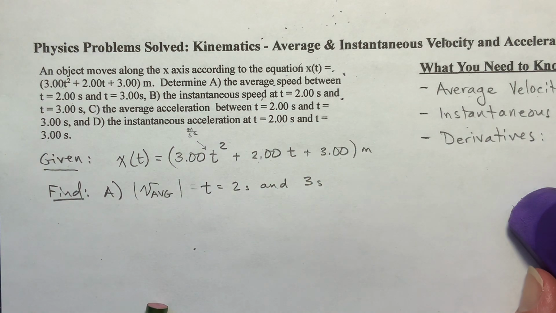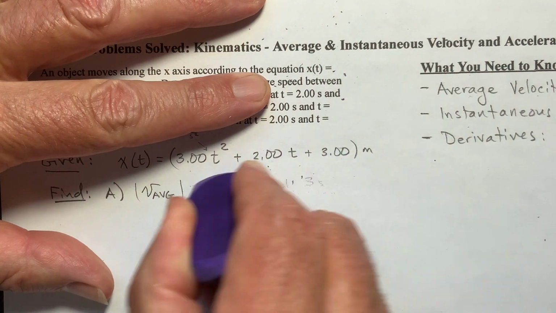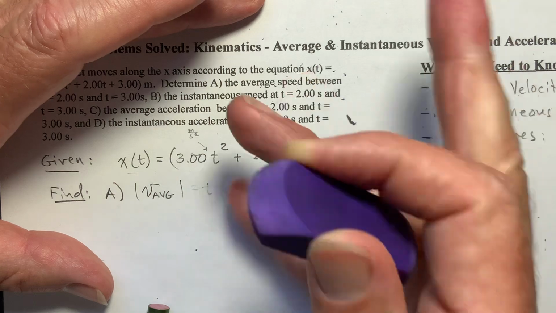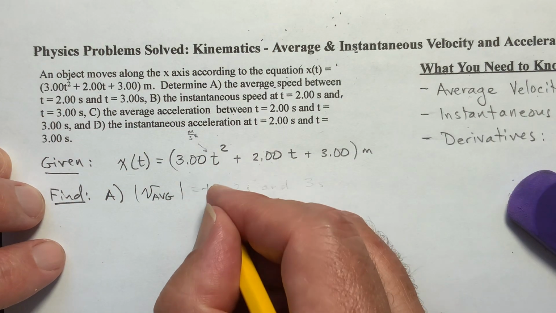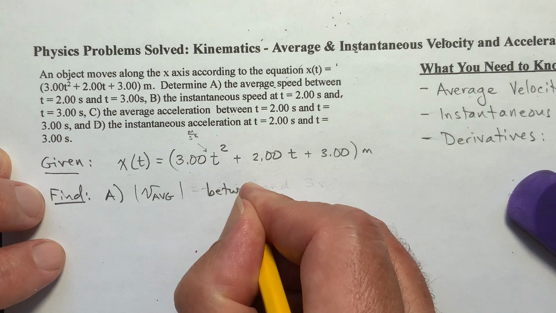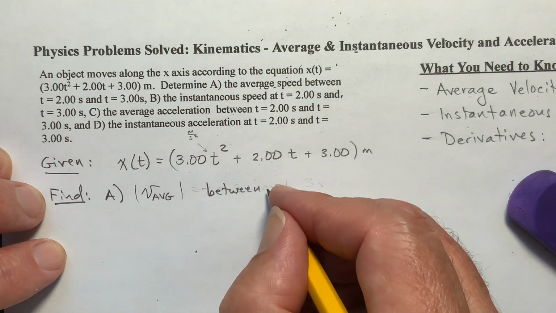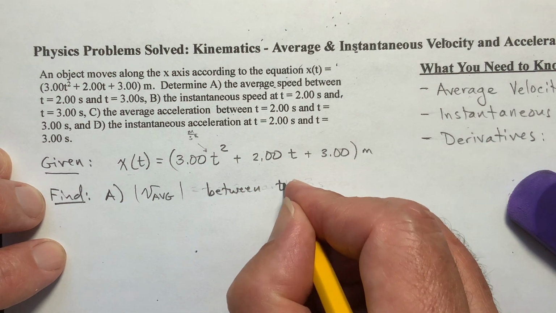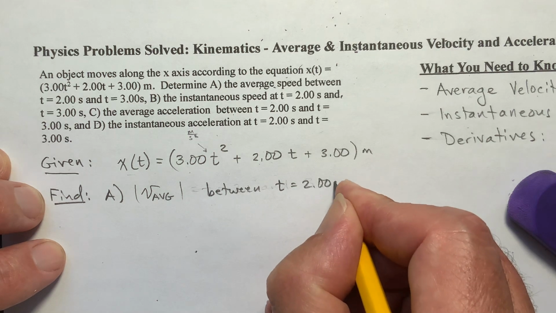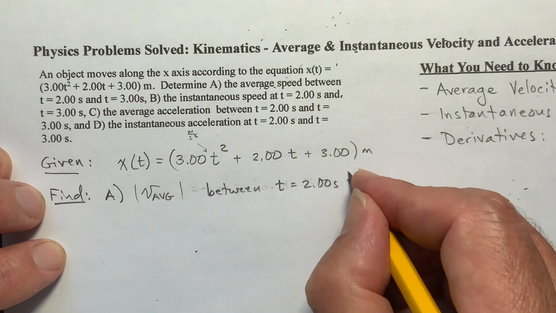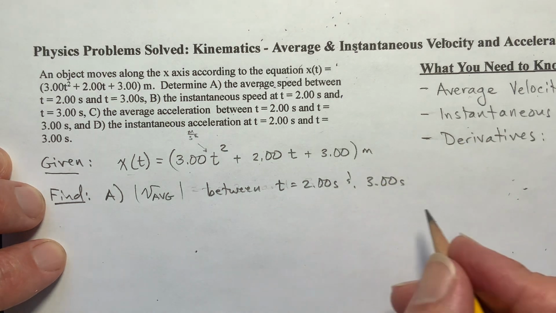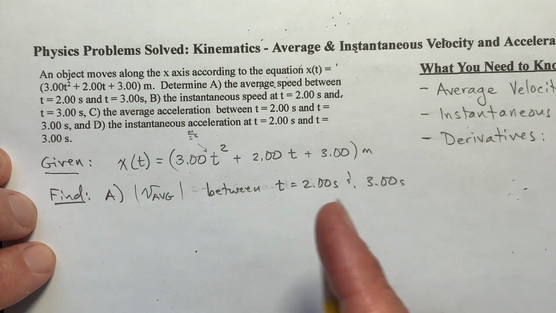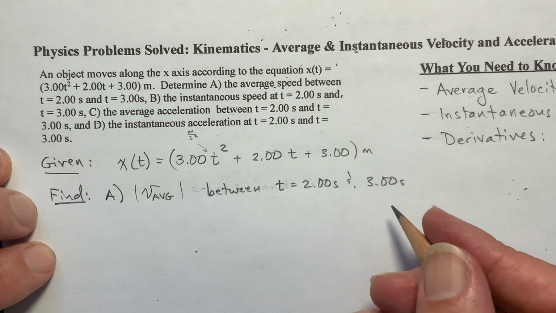And you know what? I'm going to write this out a little bit differently. Hold on a second. Sorry about that, because I want this to be really clear. We want the average velocity between t equals 2 seconds and t equals 3 seconds. So this is an interval of time. And you'll see why I'm making that distinction here in a minute.